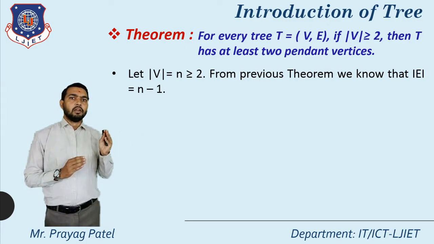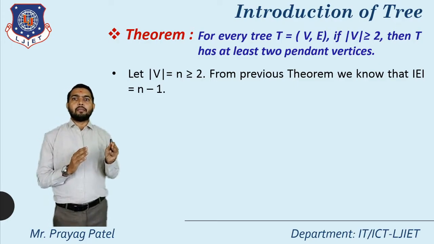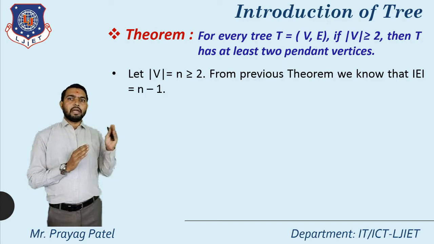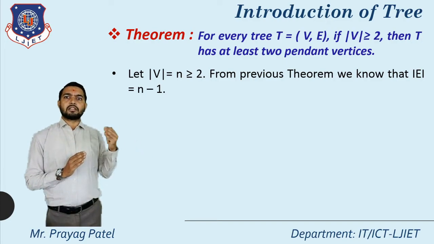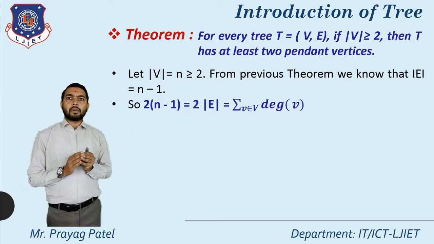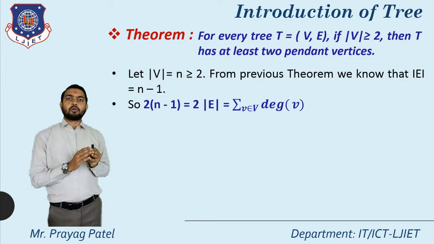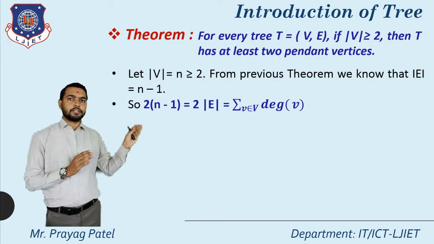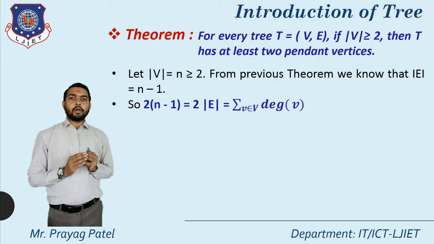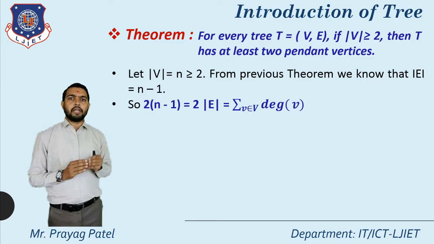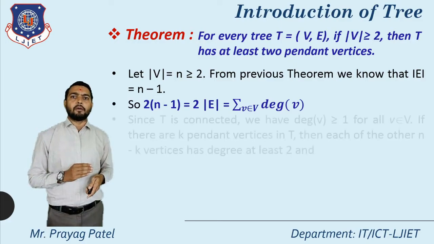From the previous theorem, we know that |E| equal to n minus 1, because n is the number of vertices. So |V| minus 1, that means n minus 1. So according to this, we can say that 2(n minus 1) equal to 2|E|, because we already know that 2|E| equal to the sum over v belongs to V of degree of v. This is also a previous theorem. Now according to these two theorems, we can conclude that 2(n minus 1) equal to 2|E| equal to the sum over v belongs to V of degree of v.